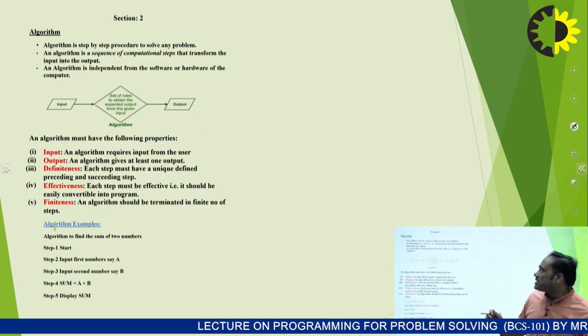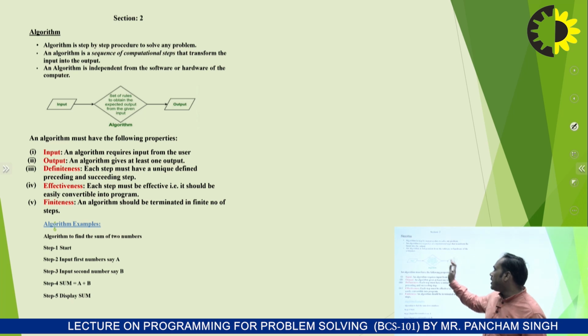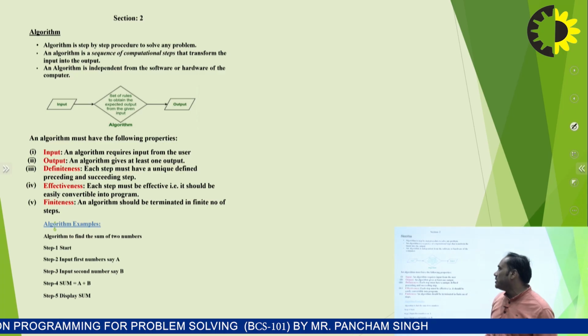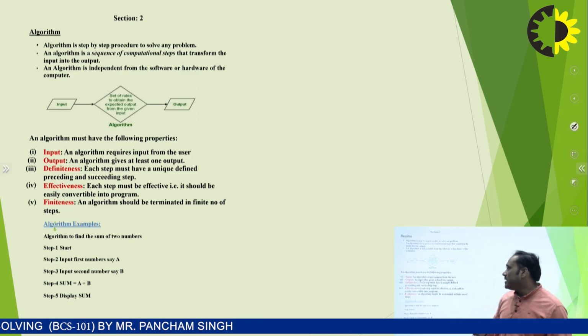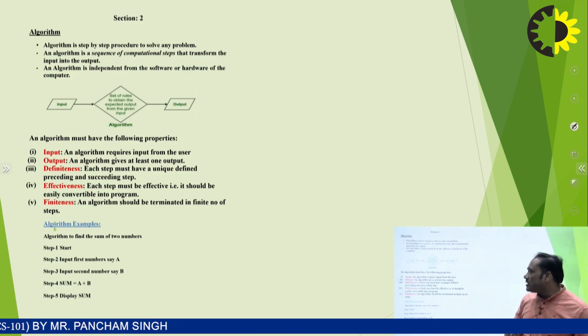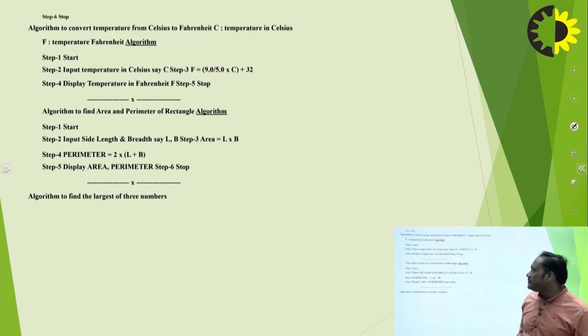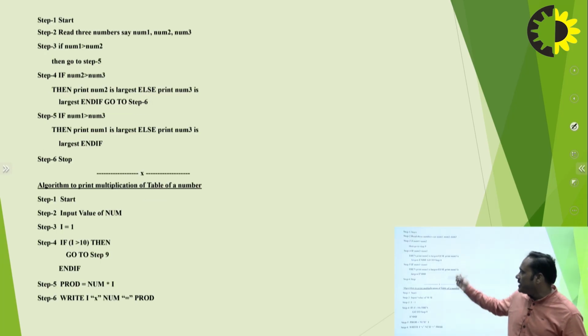Next is the algorithm. An algorithm is a step-by-step procedure to solve any problem. So these are the input, output, and what type of sequences we are using. We are not going to discuss in detail, because input is a part of the algorithm, output is a part of the algorithm, definiteness is a part of the algorithm, and effectiveness and finiteness. These are the sequences in which we use the algorithm. This is the algorithm for converting degrees Celsius temperature to Fahrenheit, and we are not going to discuss it in detail.